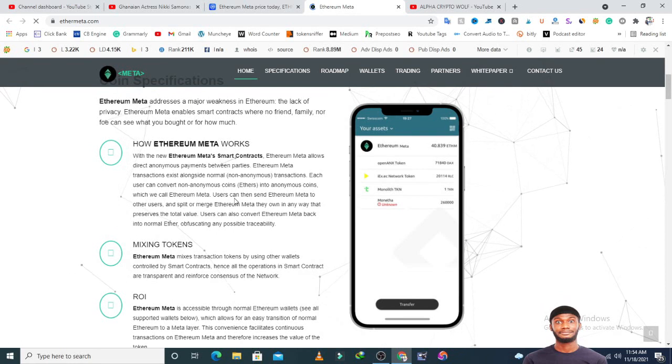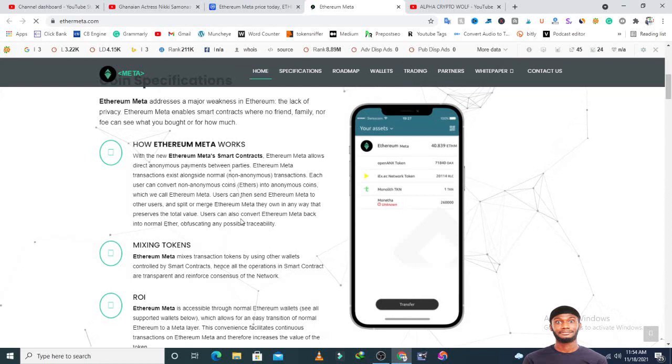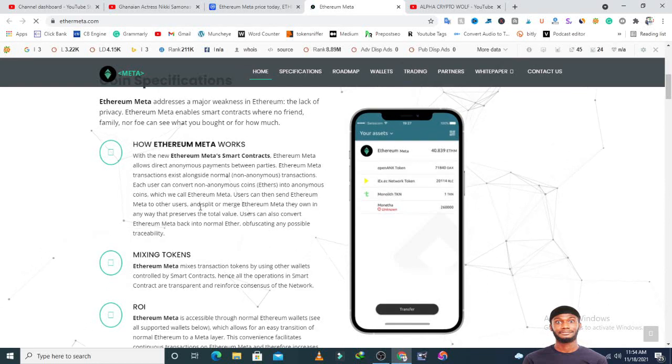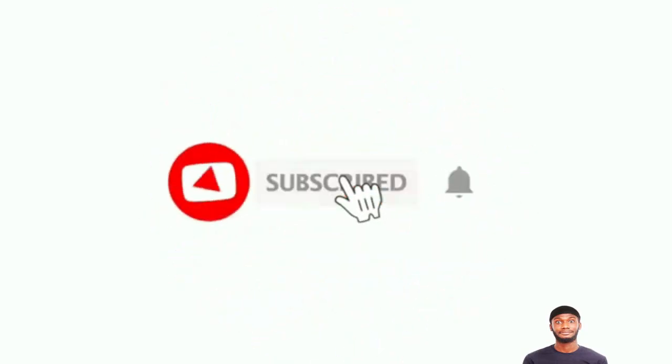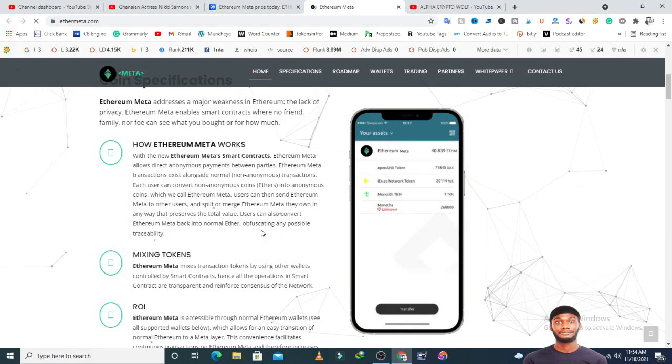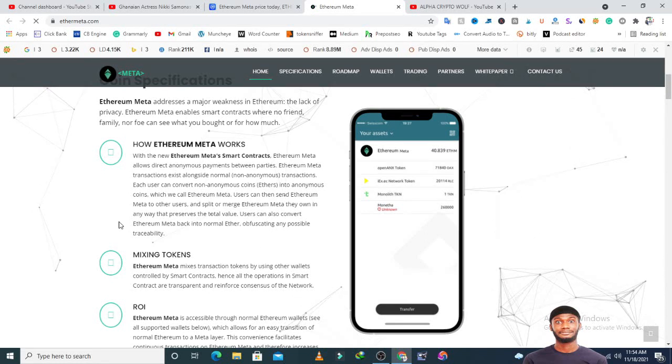which we can call the Ethereum Meta. So Ethereum is the anonymous coin, while Ethereum Meta is the non-anonymous coin. This kind of transaction cannot be traced. Users can then send the Ethereum Meta to other users and split or merge Ethereum Meta they own in any way that preserves the total value. Users can also convert Ethereum Meta back into normal Ethereum, obfuscating any possible traceability. So basically, you can switch your Ethereum to Ethereum Meta, and you can switch your Ethereum Meta to normal Ethereum. The Ethereum Meta can help you send anonymous transactions that cannot be traced by anybody. That is what this token is promising to offer.